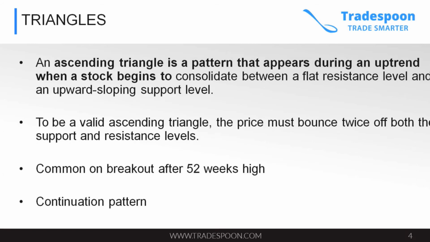triangles. An ascending triangle is a pattern that appears during an uptrend. When a stock begins to consolidate between a flat resistance line, your overhead resistance line, and an upward sloping support level. Again, usually it happens during a binary event. You have bulls and bears kind of walking between those two lines. One is a parallel line, that's your overhead resistance, and one is the slope line, that's your short-term support. To be a valid ascending triangle, the price must bounce twice off both the support and resistance levels.